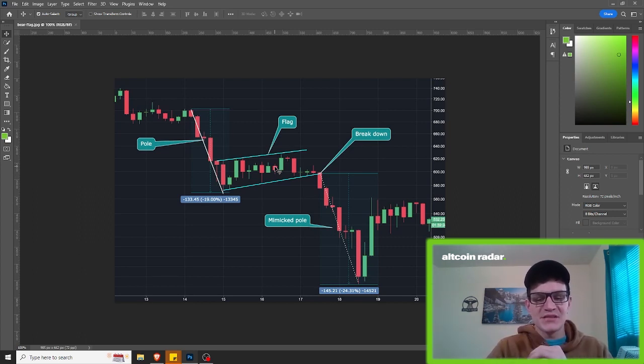So as far as stop losses are concerned, most traders will use the opposite side of the flag pattern as a stop loss, okay? Pretty much to protect themselves from the price moving in the other direction. In addition, you'll also want to take profit targets into consideration when you're trading a bear flag as well.